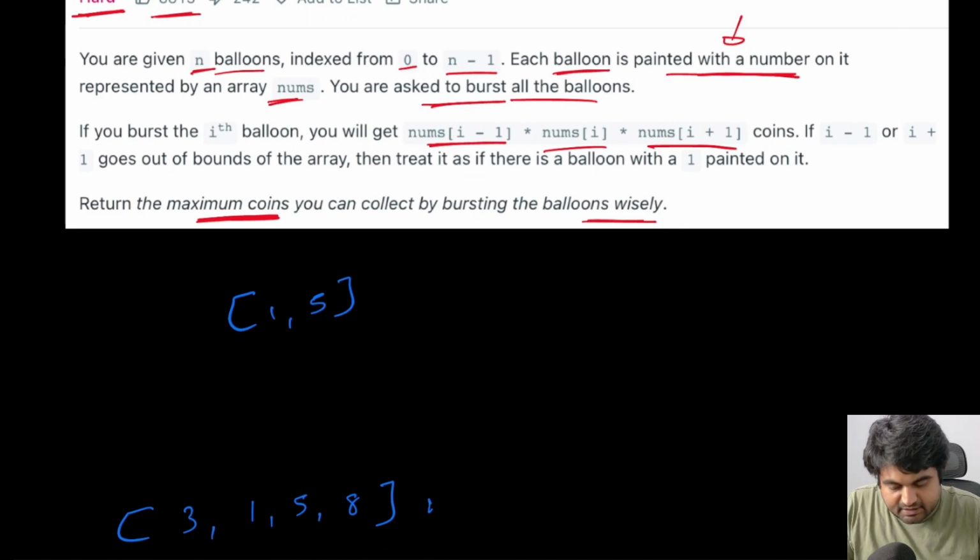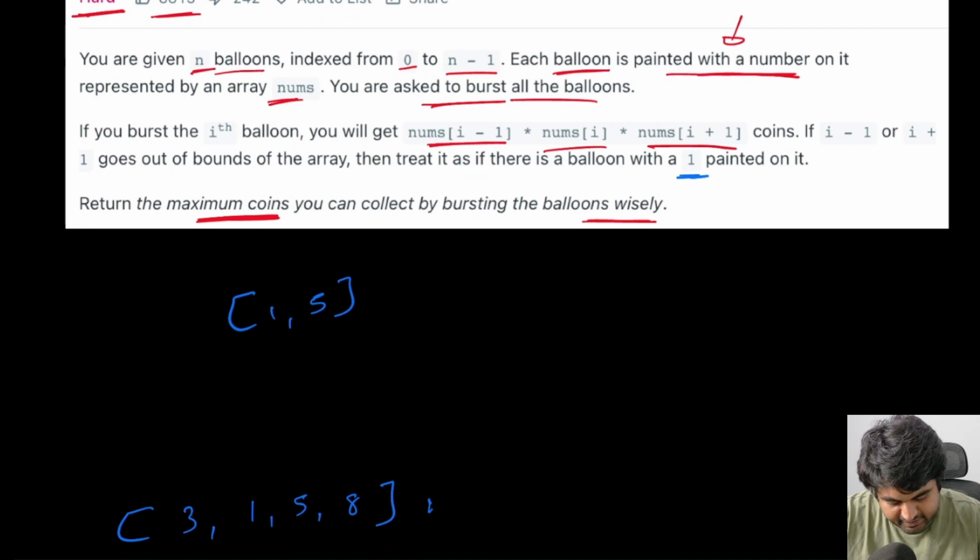So this is the key phrase. Now we are being told that if we run into an issue where there is a neighboring cell at the edge of the given nums array, then basically just imagine that there is a neighboring cell with 1 painted on it, so that we don't run into an issue of the array being out of bounds.